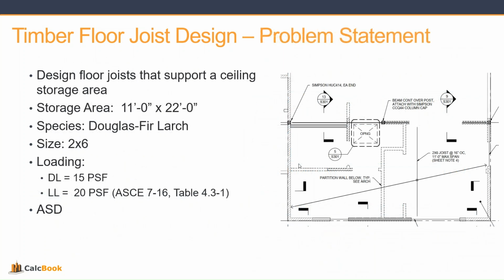We're looking at an elevated storage area. So we have this lofted area with some 2x6 joists at 16 inches on center. We are going to be using Douglas fir larch species type. We have a 15 PSF dead load and a 20 PSF live load. And we'll be using ASD design for this. So let's go ahead and open up CalcBook and we'll get started on the design.